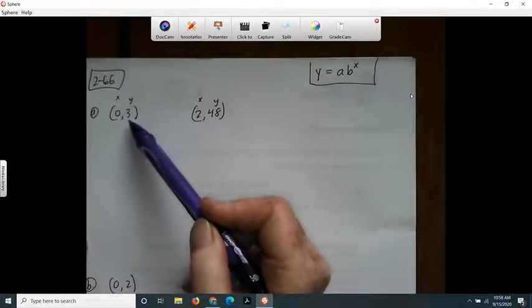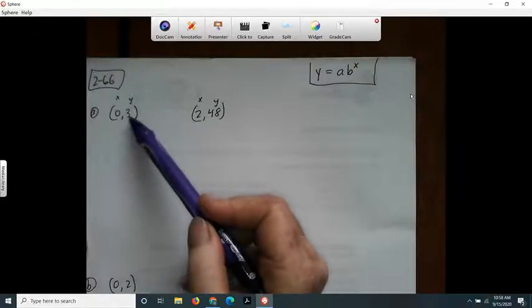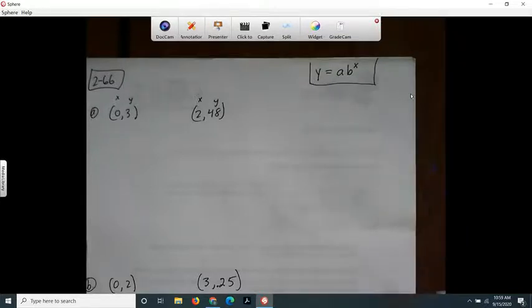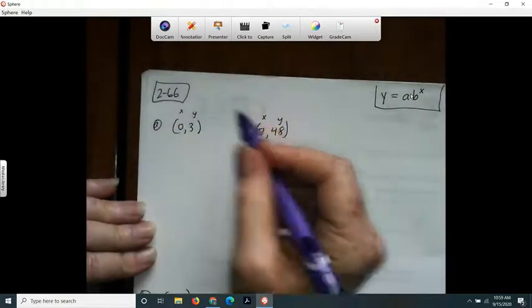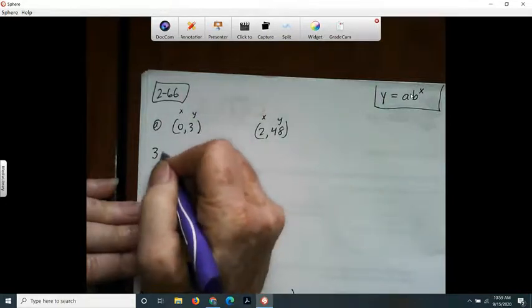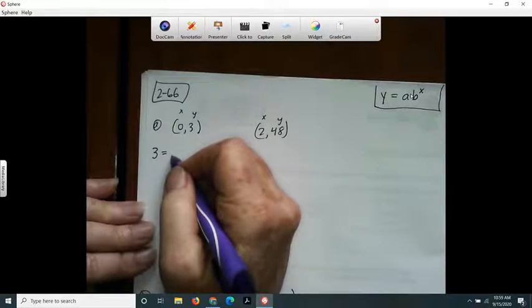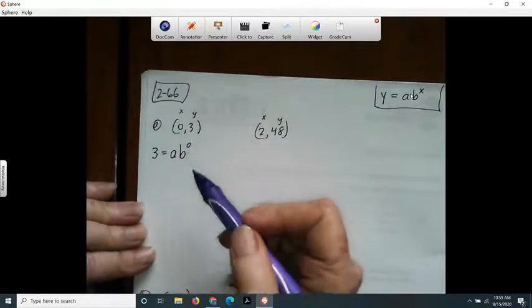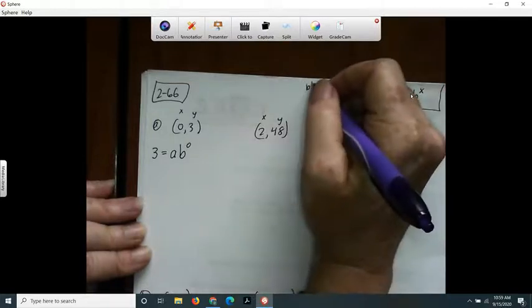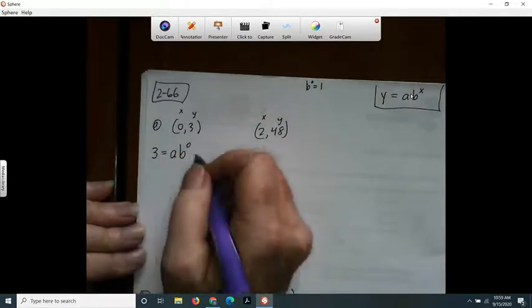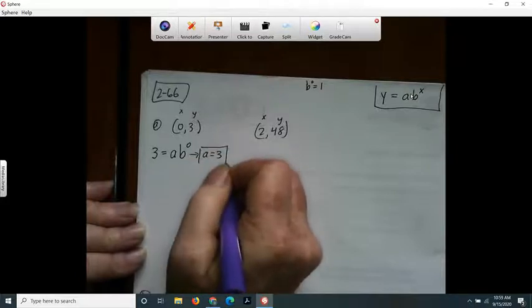But if that's not super obvious to you, then you can just plug in x and y. If you plug in x here, you'd have b to the 0, which is 1, and y is 3. Should we do that real quick? I normally wouldn't go through this part, but you can just plug in 3 for y. Then a times b to the 0. Well, we know b to the 0 is 1. Anything raised to the 0 power is 1. So that means that a equals 3.